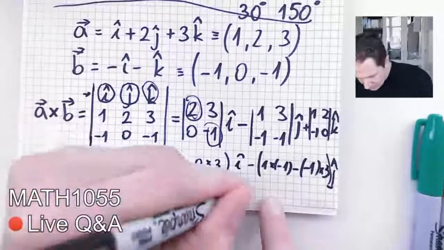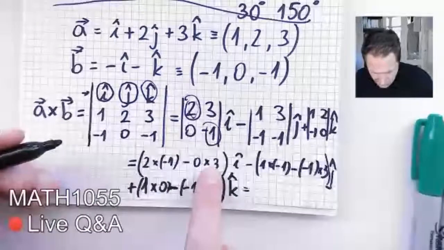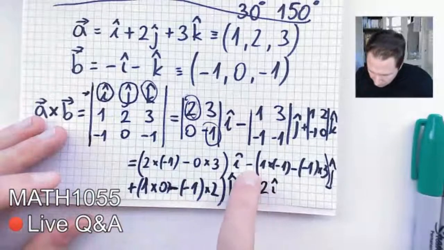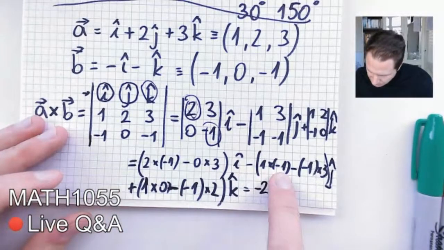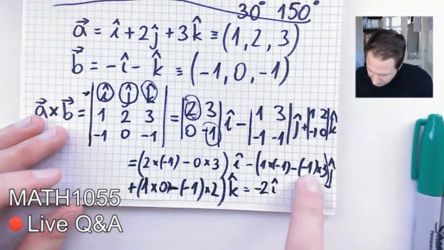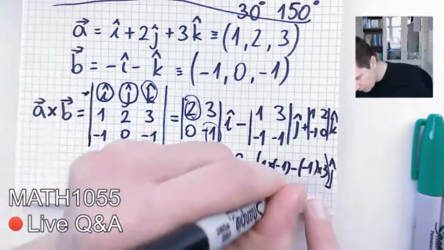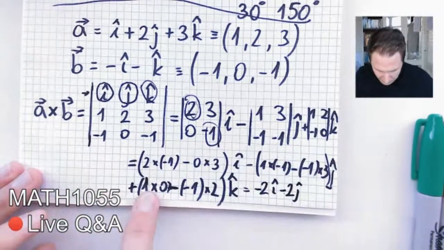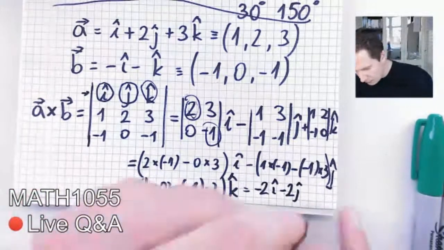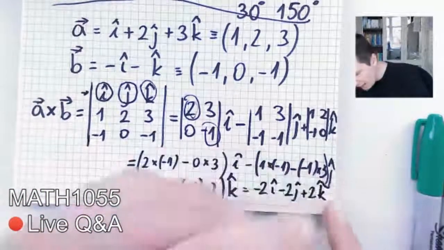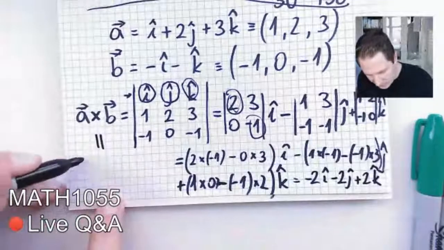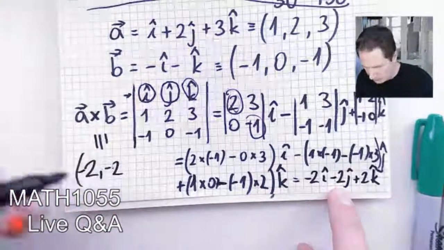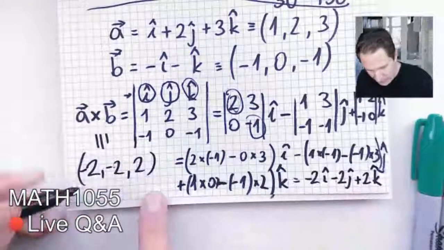So what we have here is -2 minus 0, so that's -2 i hat. Then we have to subtract -1 plus 3, that's +2, but with a minus sign, so -2 j hat. And last we have 0 minus -2, so that's +2 k hat. So the vector product has the coordinates -2, -2, and +2.